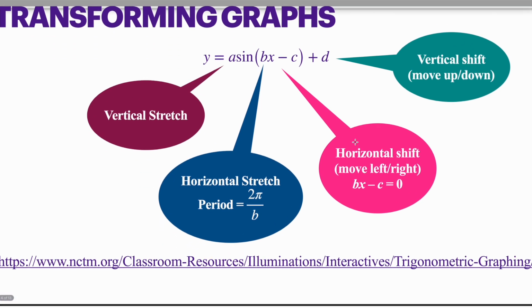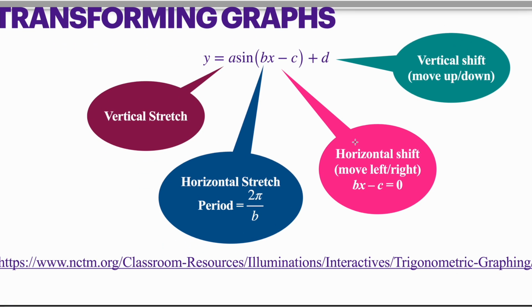So here's how you transform the graphs. It works for sine and cosine. The letter in front is your vertical stretch. So if that's 2 times sine, it would go up to 2 and down to -2. The inside function is the horizontal stretch and the horizontal shift. And then the outside number is the vertical shift. We will talk more about the horizontal stretch and the horizontal shift. The horizontal shift is found if you set the inside parentheses equal to 0.